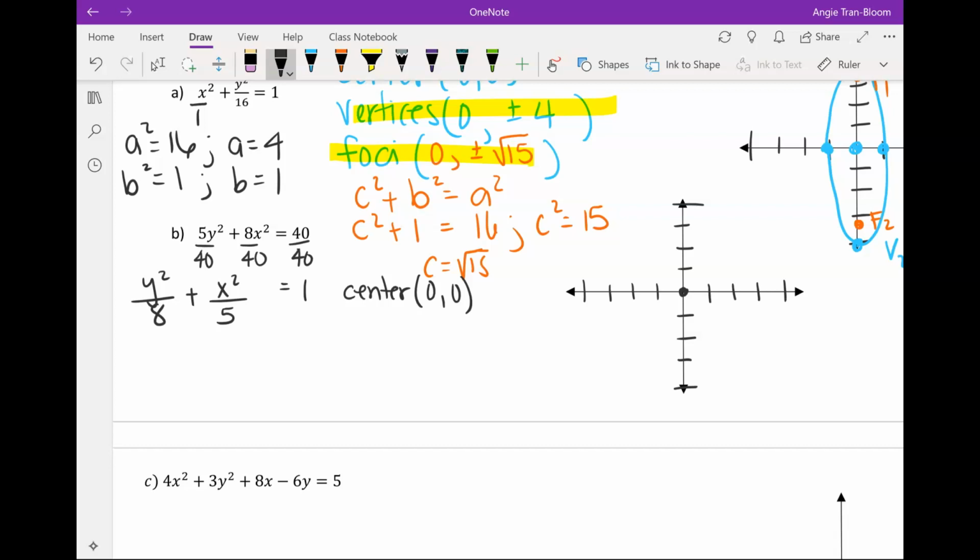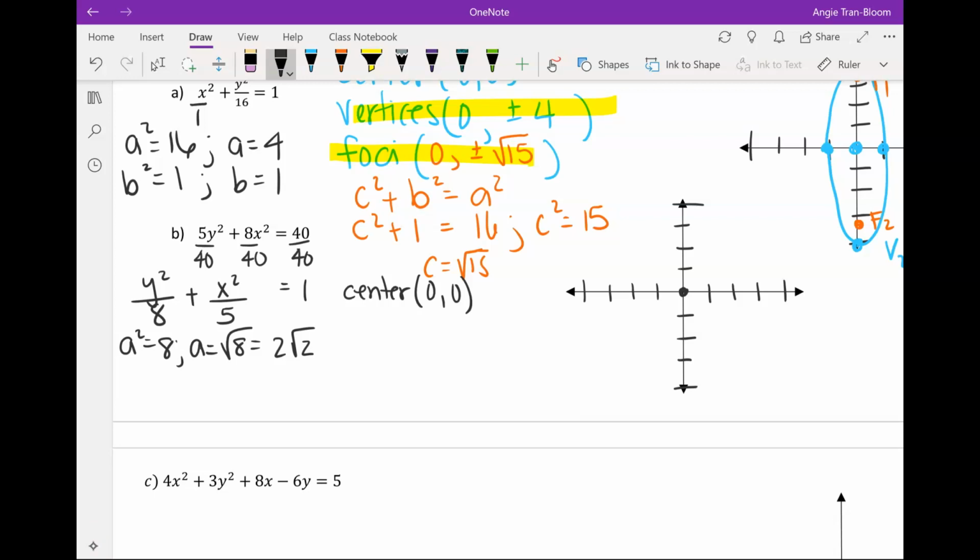Before we graph this out, do we know the position? Vertical or horizontal? Vertical again, right? Because can you guys see the y squared is over 8, and 8 is much bigger than 5? So what's a squared? 8. Okay, that means a is rad 8, which reduces to 2 rad 2, right?